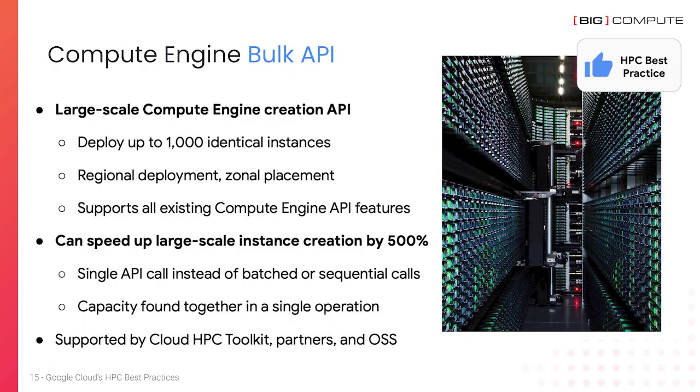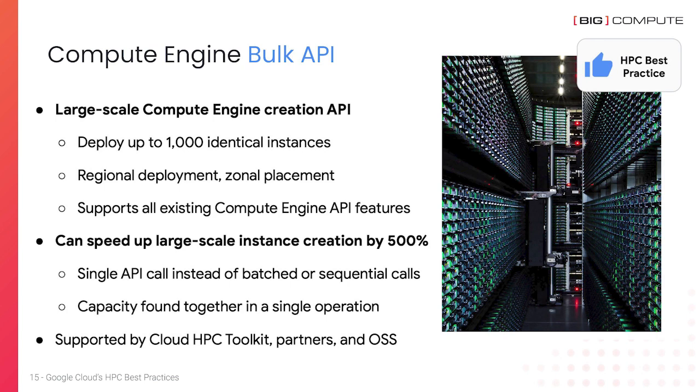Bulk API is an important best practice for everyone running HPC workloads at large scale. It combines two important capabilities to improve time to deploy large-scale HPC clusters. First is the ability to deploy up to 1,000 identical instances with a single API call. That dramatically decreases the time spent sending individual API calls for each VM creation.